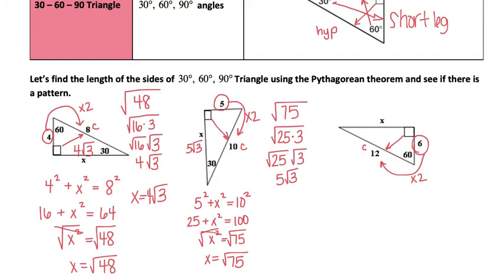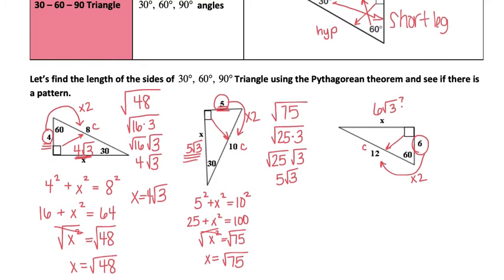Now, what I've noticed so far is that when my short leg was 4, my long leg was 4 square root 3. When my short leg was 5, my long leg was 5 square root 3. So over here, my short leg is 6. Is this going to end up being 6 square root 3? Because that would stick with my pattern if it did.